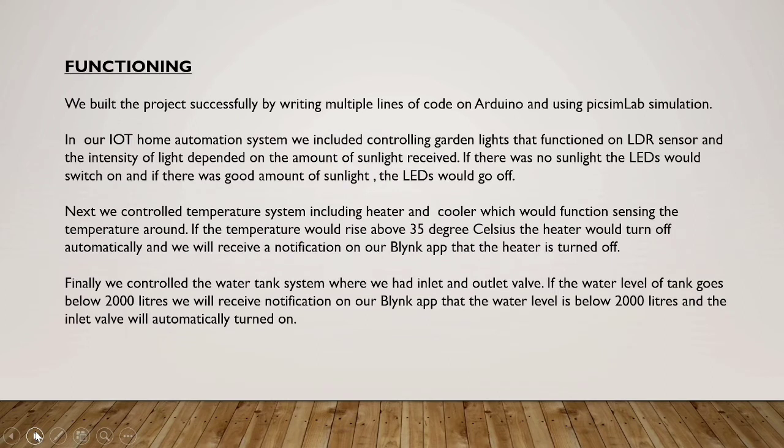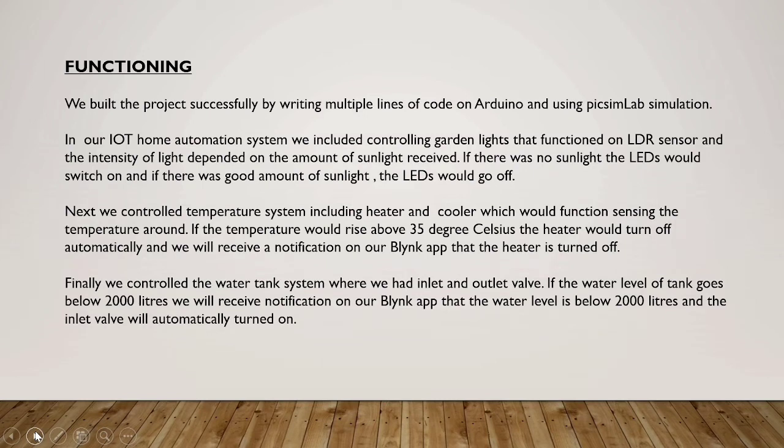Now we'll discuss the functioning of the project. In our IoT home automation system, we included controlling garden lights that functioned on an LDR sensor, and the intensity of light depended on the amount of sunlight received. If there was no sunlight, the LEDs would switch on, and if there was a good amount of sunlight, the LEDs would go off.